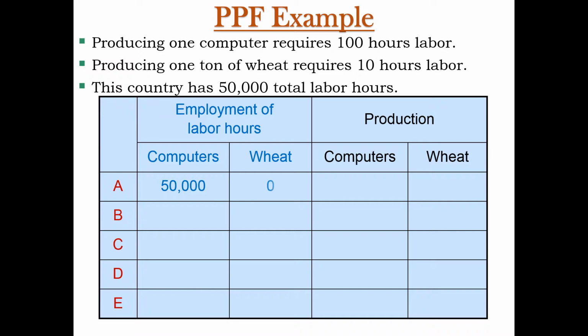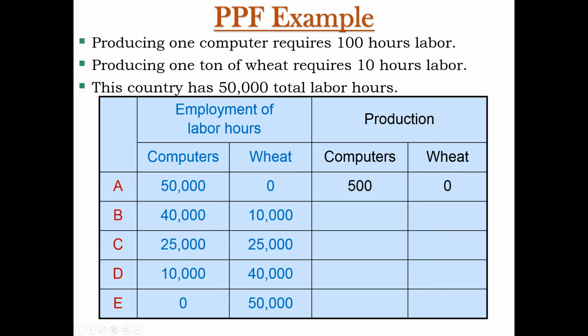So for example, if we devote all of our labor resources, 50,000 hours, to making computers, then obviously we would have none left to make wheat. And how could we translate this into production? How many computers would 50,000 labor hours produce? Well, it would clearly make 500. 50,000 divided by 100 would give us 500 computers. And of course, if we didn't devote any resources to making wheat, then clearly we would not have any wheat. So that is one possibility. This would be devoting all of our resources to computer production and none to wheat. We could make 500 computers.